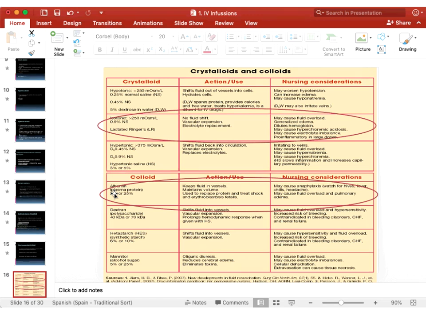Now, colloids, the only one that we use right now is albumin, and we use it in order to keep volume a bit longer in the intravascular space. Now, get this. Are you with me? When you infuse an IV solution, how much time do you think it will last in the intravascular space once you infuse it? It lasts very little, about 30 minutes in circulation. So if you don't address the cause of volume losses, the infusion by itself is not going to be enough.